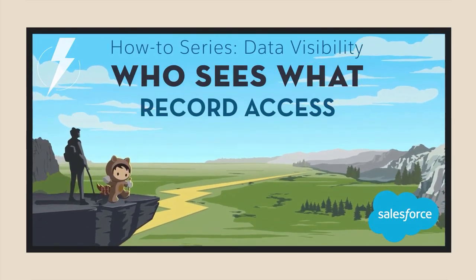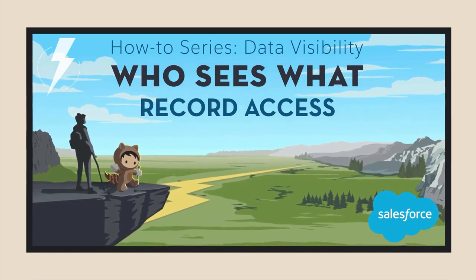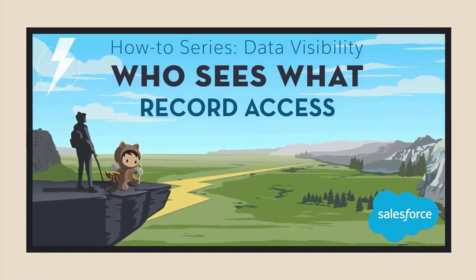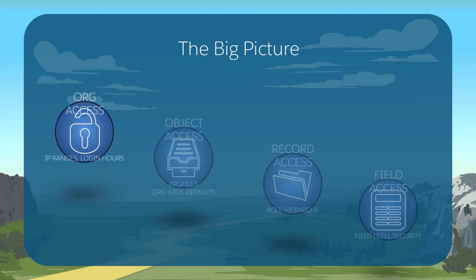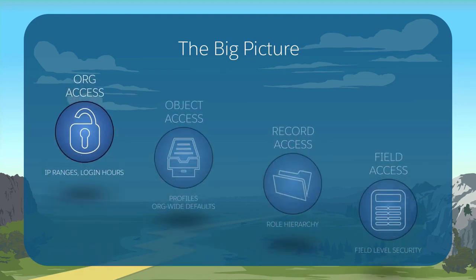Welcome to Record Access, part of the Who Sees What series. These videos provide the basics on visibility and data access in Salesforce. We've given our users access to the organization by setting IP ranges and login hours. We've granted them access to objects through profile permissions. And we've set our organization-wide default sharing settings. Now it's time to talk about roles and the role hierarchy. The role hierarchy is a way to extend access to records when org-wide sharing settings have been set to anything more restrictive than public read-write.